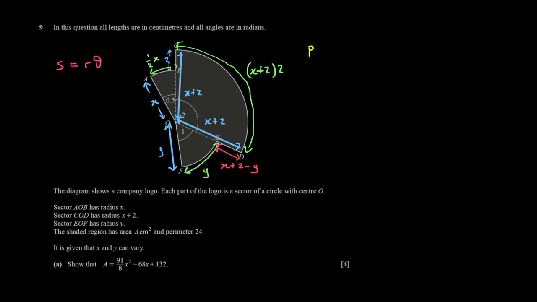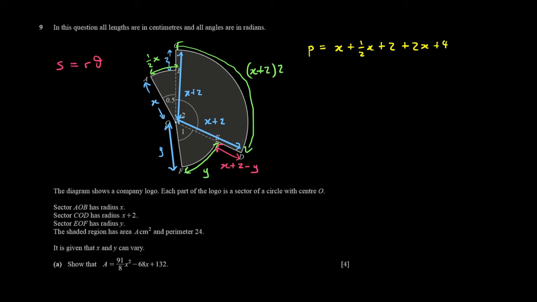Okay, well, if that's the case, then we should be able to get an expression for the whole perimeter. The perimeter is going to be equal to, let's go around it in order, x plus a half x plus 2 plus x plus 2 times by 2 plus x plus 2 minus y plus y plus y. So that's exactly what I'm going to do. I'm going to go around again in order. x plus a half x plus 2 plus x plus 2 times by 2. So that's going to be 2x plus 4.